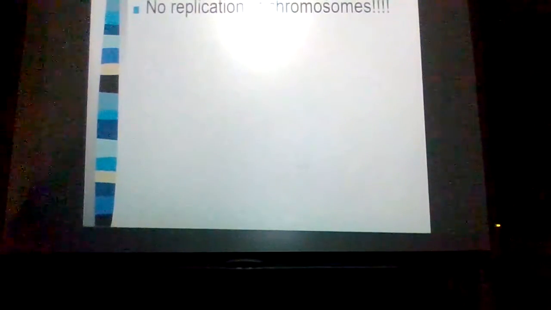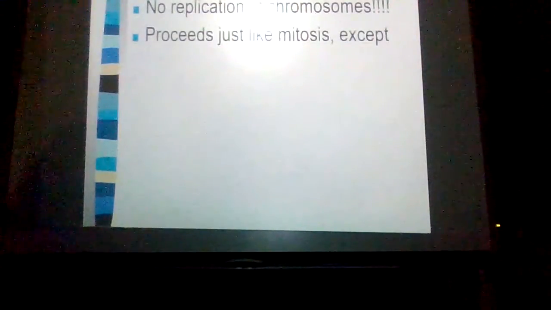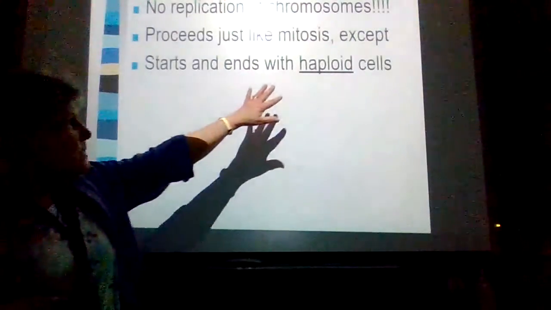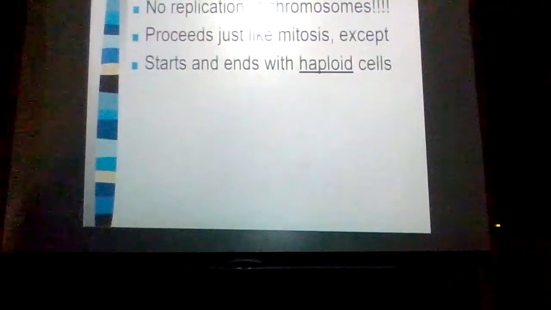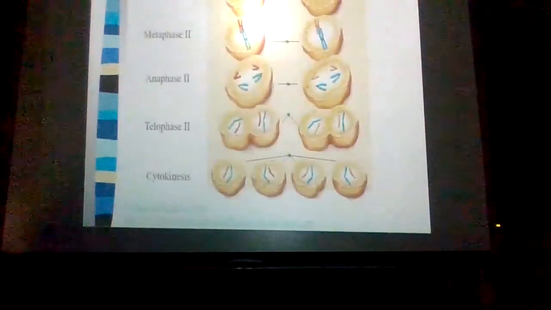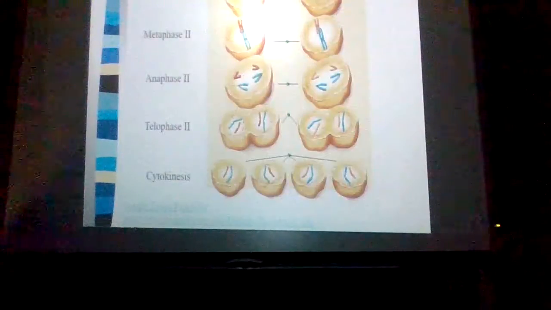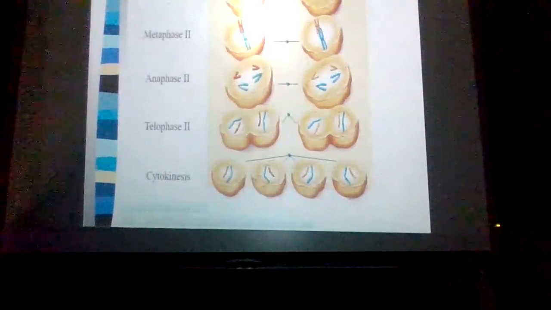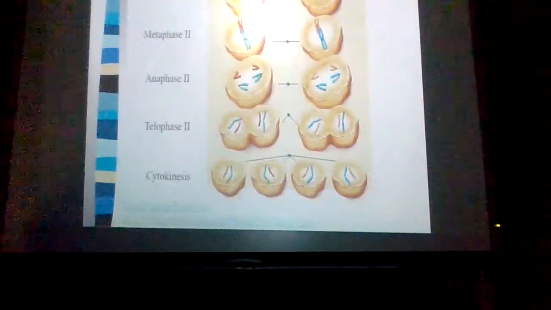And again, there's no replication. And it proceeds just like mitosis, except it starts and ends with haploid cells instead of diploid cells. That's the only difference. So again, if you think back to mitosis, you got this down. Okay, so we started out with a single egg right here. We underwent meiosis 1. We now have 2 cells, and each cell has a fully diploid chromosome.